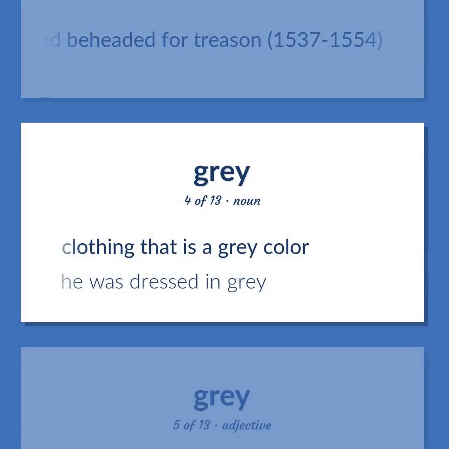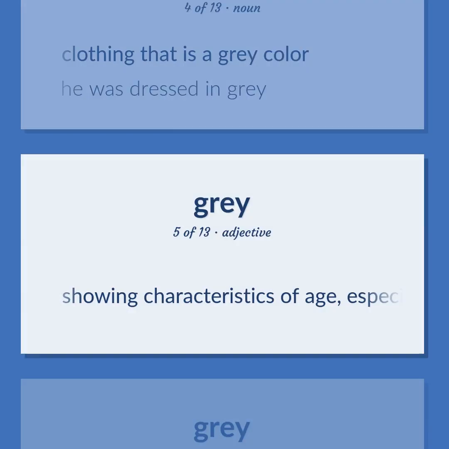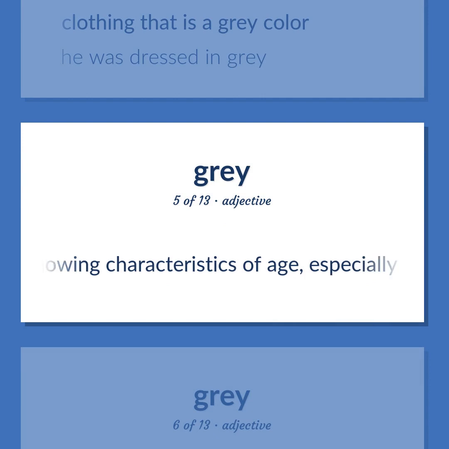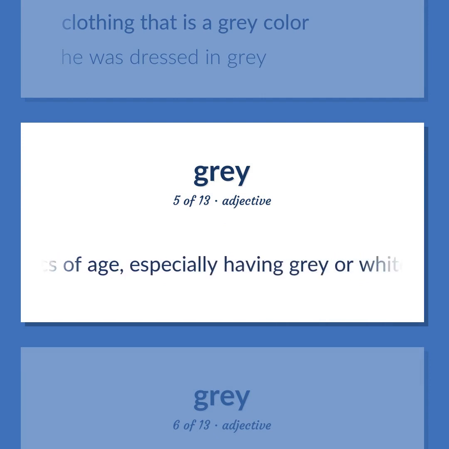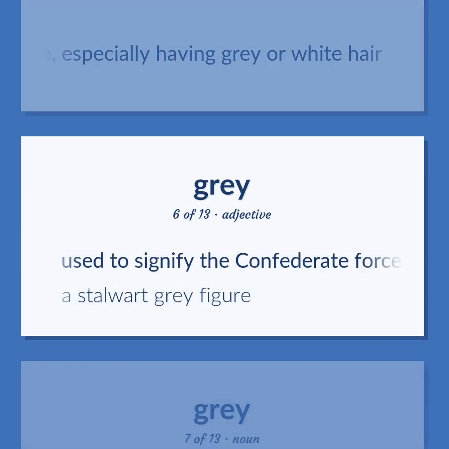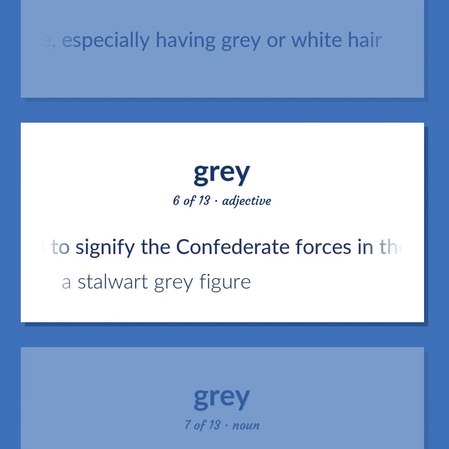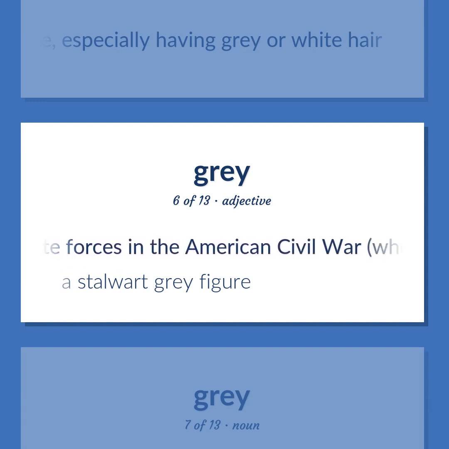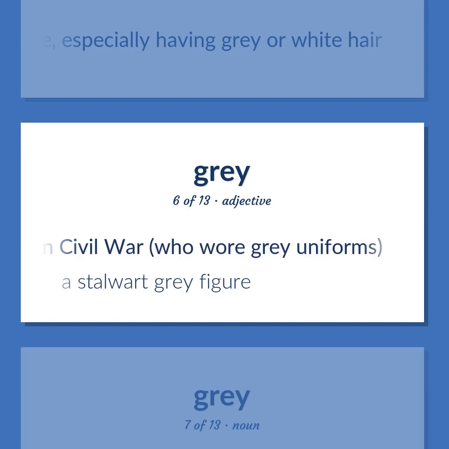Clothing that is a gray color. He was dressed in gray. Showing characteristics of age, especially having gray or white hair. Used to signify the Confederate forces in the American Civil War, who wore gray uniforms. A stalwart gray figure.